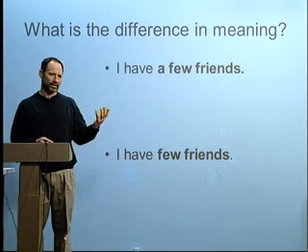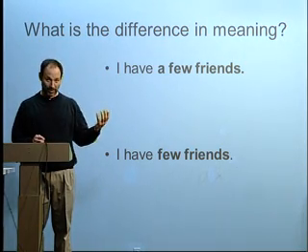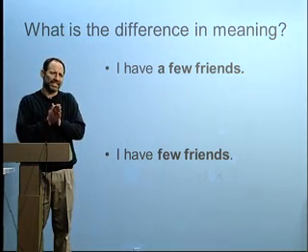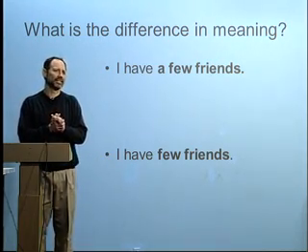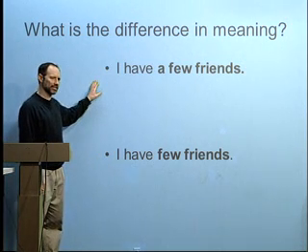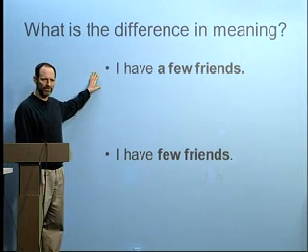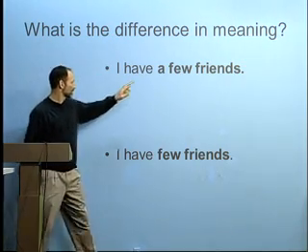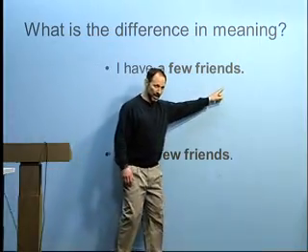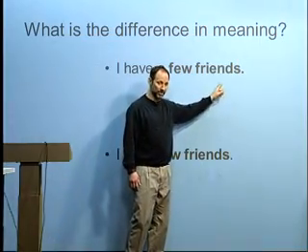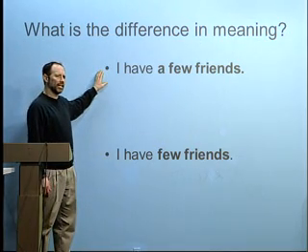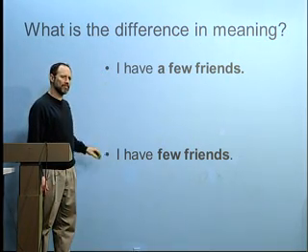Let's move on and talk about another rule related with few and little, and this one is a little more difficult. Let's look at these two sentences. I have a few friends, and I have few friends. They're both correct because we have few followed by the plural noun, friends. So both of them are followed by a plural noun. Is there a difference in meaning, though?